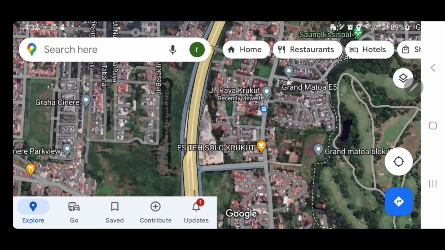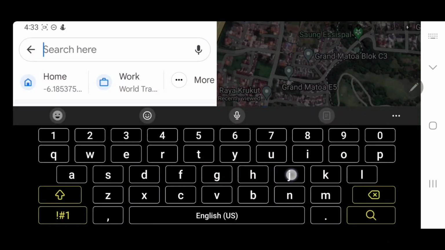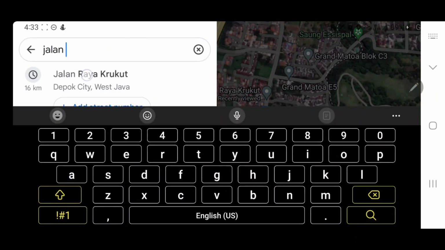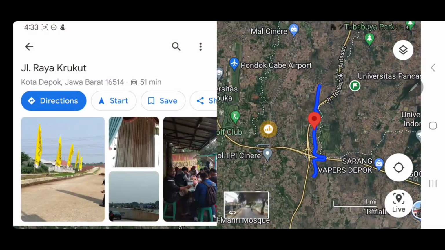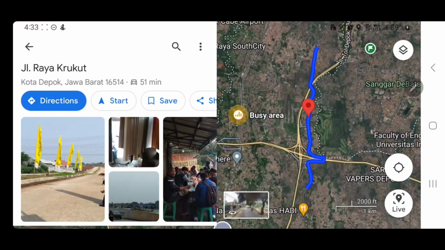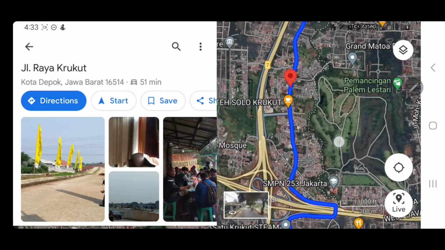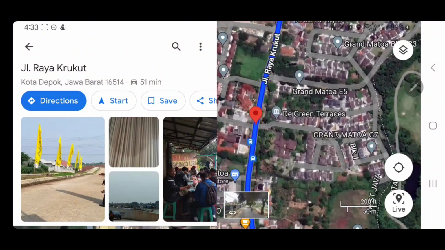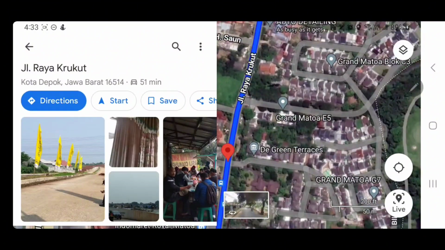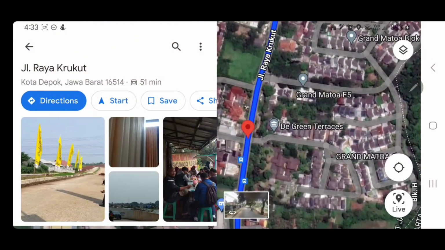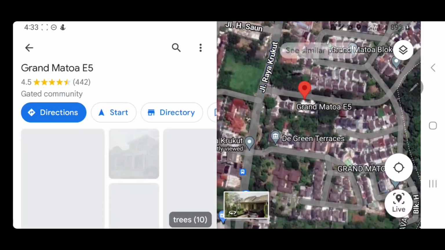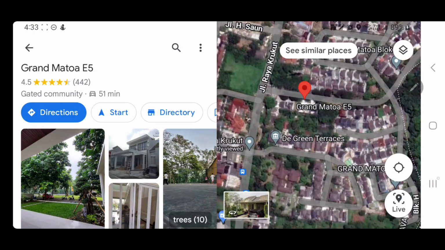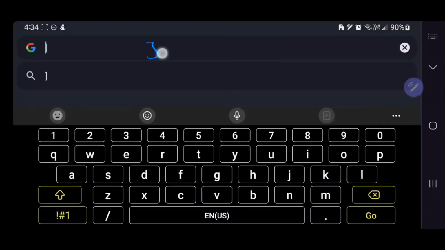So I just received a phone call from somebody who wants to sell their land. The location is in Raya Krukut in Depok City. The land size is 1.5 hectares. It's vacant land. Now I'm checking the surrounding area. I see there's a residential project there, Grand Matoa. So I will use this as data for my analysis for the indicative land price.